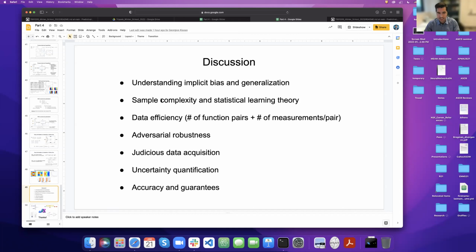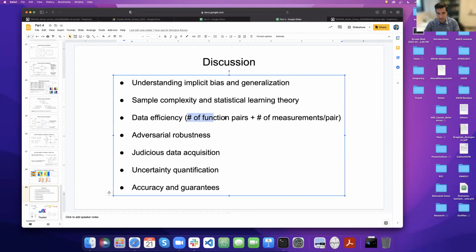And the notion of data efficiency here is quite different because here we have two things to consider: the number of function pairs in our training data set, so the number of examples, but then within each function pair, there's a number of measurements we have for the input or the output functions. So data efficiency is a really important property for these methods to possess, but it's still kind of poorly understood. How much data do we need relative to the complexity of a given problem? So that's an area that definitely we need some work to understand this better.